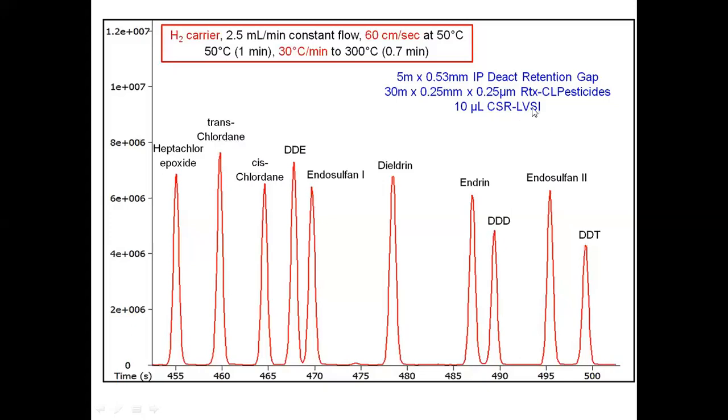10 microliter sample is introduced. So two columns are used here. One is 5 meter by 0.53 millimeter, and the other 30 meter by 0.25 millimeter. This is the internal diameter of the column. This is the length of the column. This is the thickness of the film.